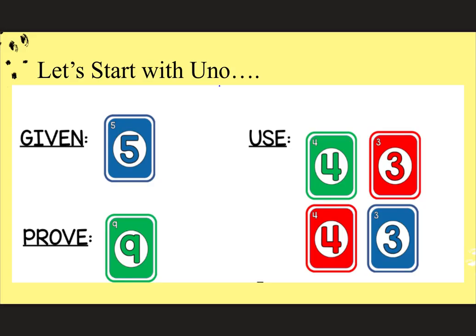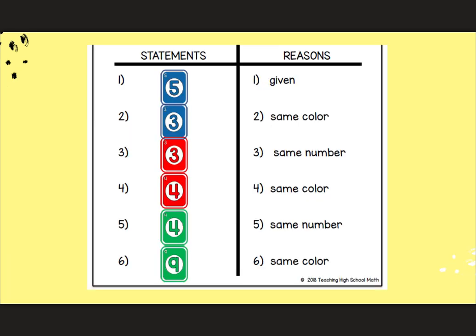So, for example, if you are given a blue 5 in Uno and you want to make it to a green 9, and those are the cards you can use, you might start with a blue 5 and then play a blue 3 because they are the same color. Then you might play a red 3 because they are the same number. And then a red 4 because they're the same color. And then a green 4 because they're the same number, and then a green 9 because they're the same color. So you could get from what you were given to what you wanted to end up with, and those are your reasons. So that's kind of how a proof works.